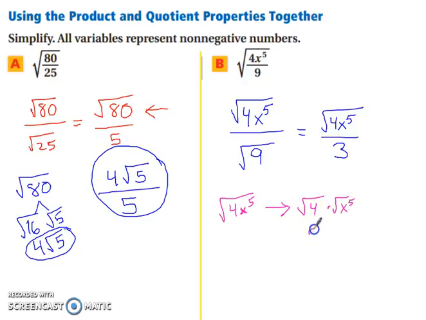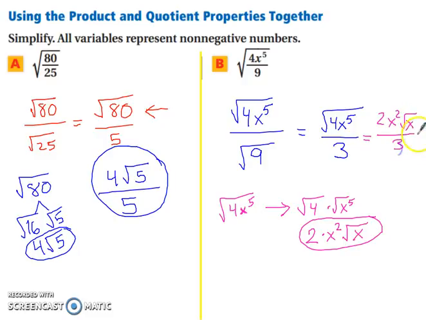Well, the square root of 4 is 2, and how many pairs do we have? Well, we have 2 pairs, so we have times x squared. We've got a leftover one, so we're simply going to write that back down and keep it inside. This was our numerator, so we're going to stick that on top. So we end up with 2x squared times the square root of x over 3.